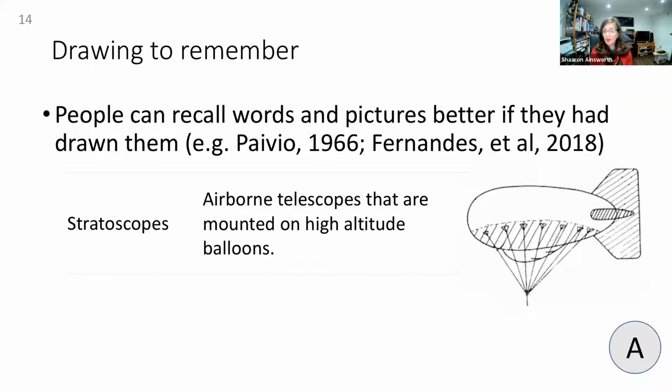We've long known, going back to the days of Paivio, a very famous cognitive psychologist, that if you ask people to recall something, if they draw a picture of it, rather than form a mental image of it or read a definition of it or just try and remember the word, if they actually draw a very, very brief sketch of it, such as these unfamiliar terms like stratoscope, they'll remember it better, they'll remember it longer, and they're likely to remember the source of the information.